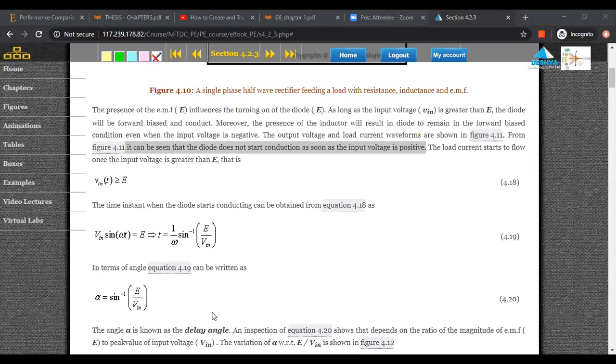I just said that the diode does not start conduction as soon as the voltage is positive. That means there is some delay. That delay is known as the delay angle, and it is calculated like this. Very simple. Because of the EMF in the load, even though the input voltage is positive at the start, the diode does not conduct initially, and that delay is known as the delay angle. It is computed with the help of this equation, and this is being discussed in the case of RLE load.